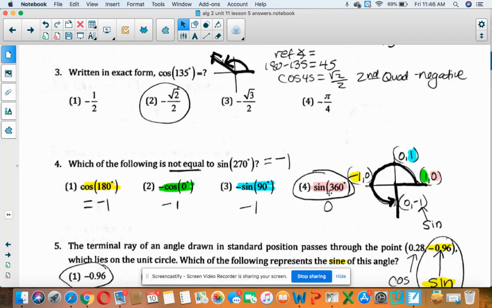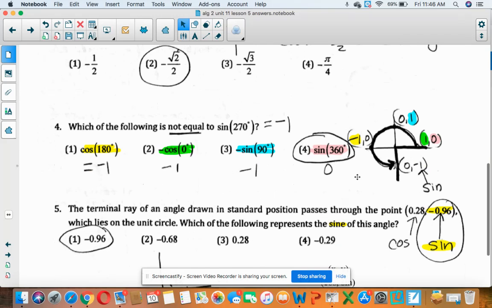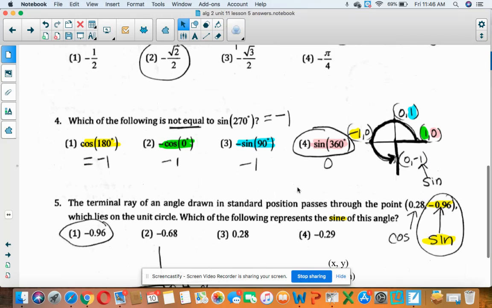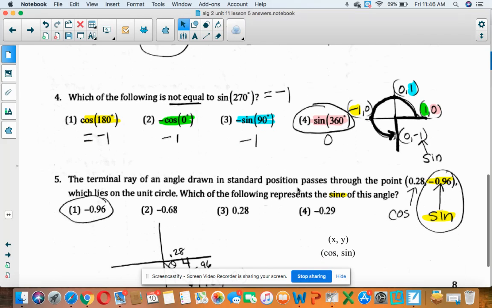The only one that is not equal to negative 1 is sine of 360, which I have in pink right here. Sine of 360 is the same thing as sine of 0, and sine is my y coordinate, so that is equal to 0. And these you could do in the calculator also just to check, but it is important that we're understanding all of this and looking at it graphically.